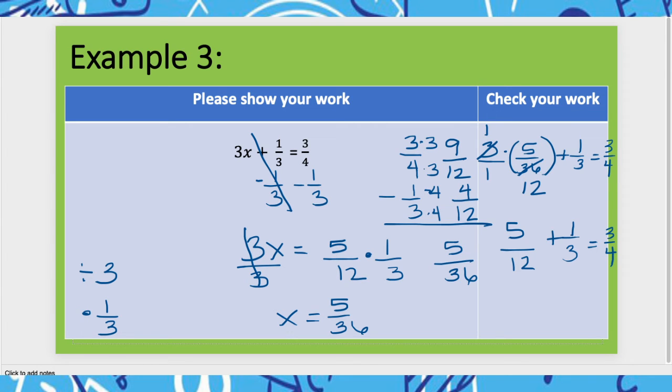Before I add the 5/12 and the 1/3, I need a common denominator. I'm going to keep that denominator of 12, and I'm going to rewrite the 1/3 as a fraction out of 12. Since 3 goes into 12 4 times, I'm going to multiply 4 times 1. So I get 5/12 plus 4/12, which is 9/12. If I reduce 9/12, I divide them both by 3, I get 3/4, and they are equal. 3/4 equals 3/4.